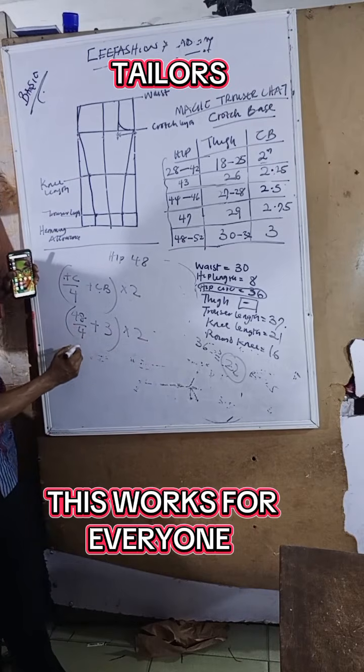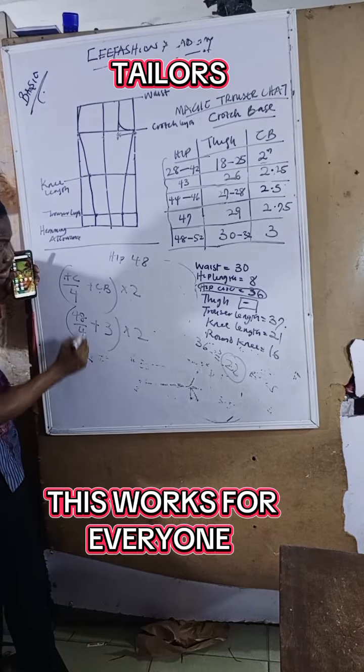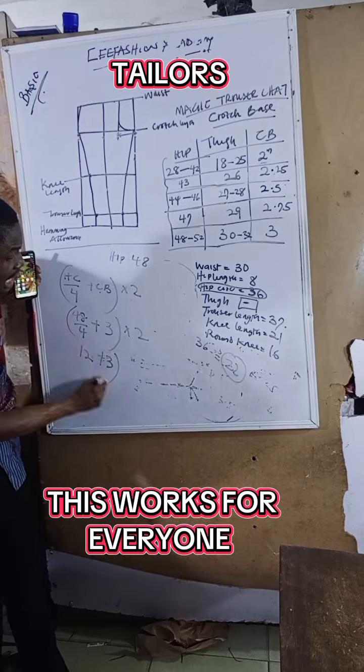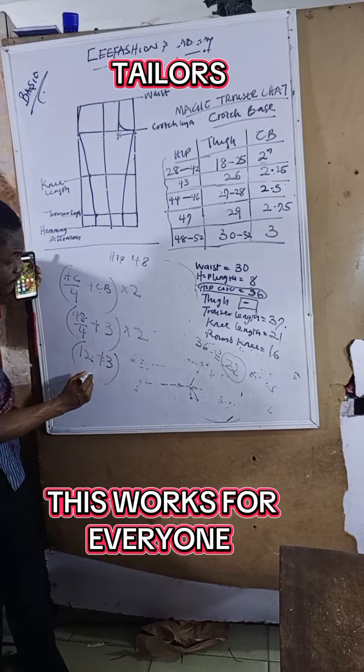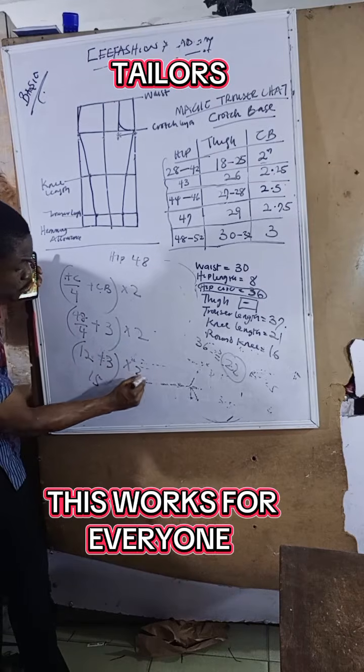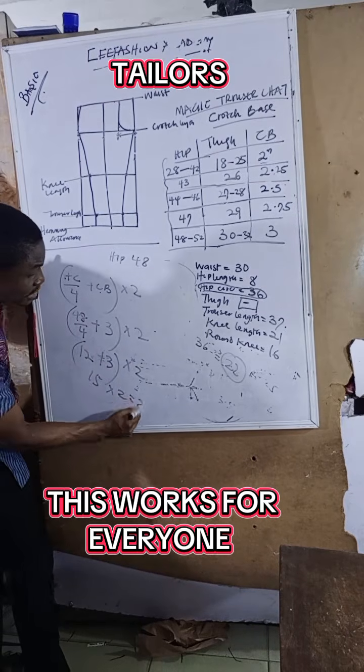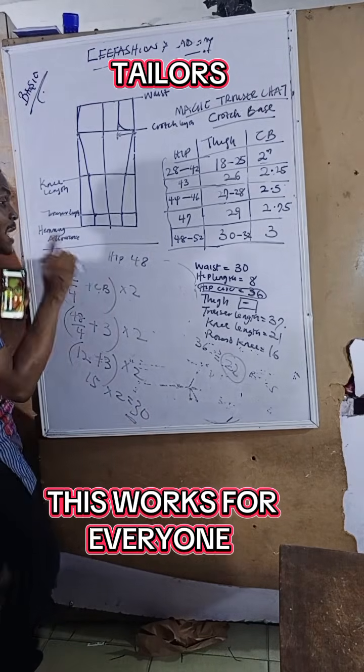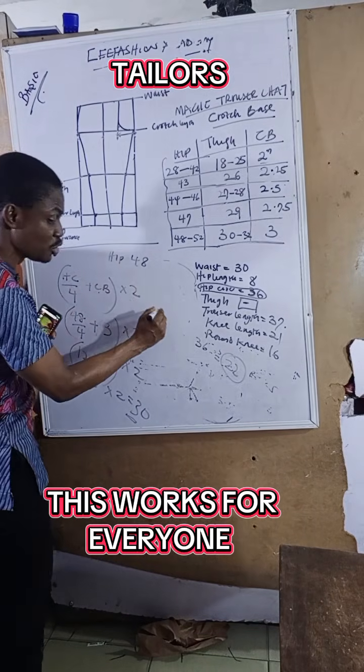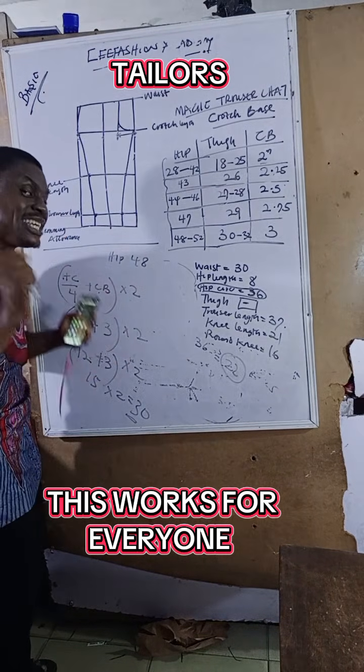48 divided by 4 is 12 inches. 12 plus 3, bracket open, bracket close. Then 12 plus 3 is 15. Then 15 times 2 gives us 30. So that means for a hip of 48, the person is going to have a 30 inch thigh.